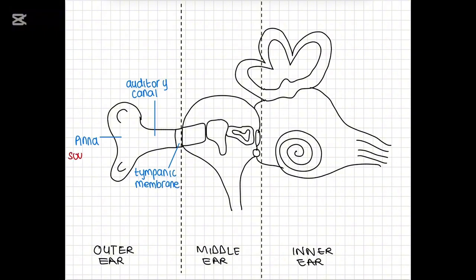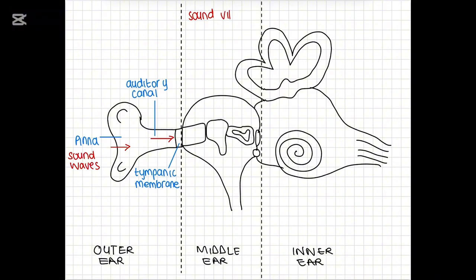We did mention that the pinna traps and directs sound waves, so just note that down. Using the arrows, we will show the direction of sound waves in the outer ear from the pinna to the auditory canal and then to the tympanic membrane. When the sound waves reach the tympanic membrane, they make it vibrate. So the tympanic membrane will direct vibrations to the middle ear.